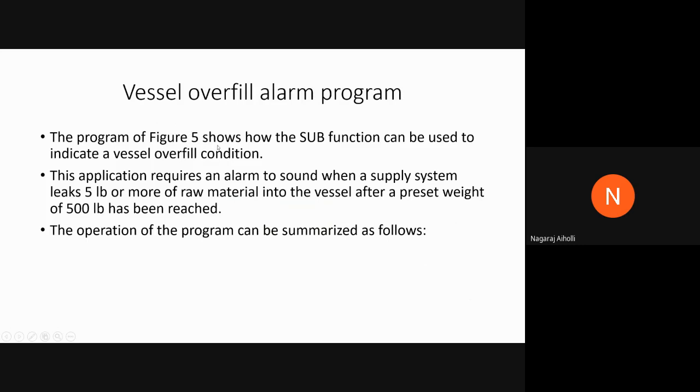Then the same subtraction instruction is used to check for the overfill condition in the vessel. Suppose the tank is being filled, right? There's a supply system and the tank is being filled. It will check the weight of the tank. Suppose if the weight of the tank is, say, 500 pounds, then it has to stop. Correct? The system has to stop. But if the weight is more than 500, that means there is some leakage. That leakage has to be detected. That leakage detection is possible with the subtraction instruction. Let us see how this subtraction instruction is used to detect the overflow condition.